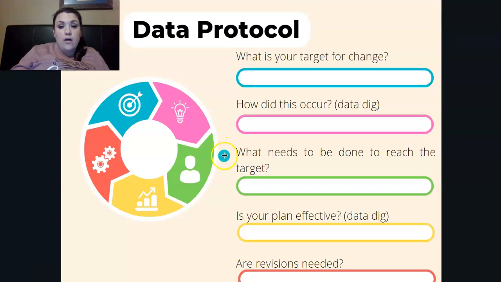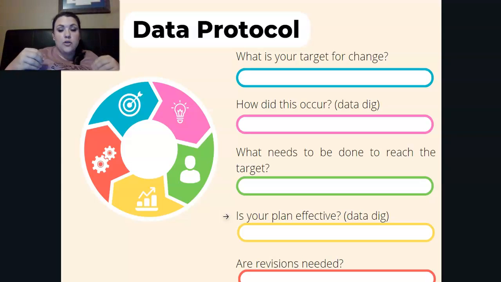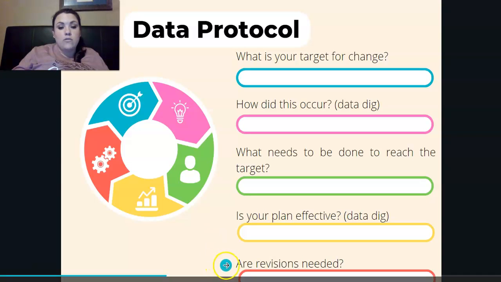After that, you're going to look at what can be done to reach the target. We're going to obviously let some time pass, collect some new data, and then look and see if the plan was effective, are there revisions needed, and then you would start the process all over again.